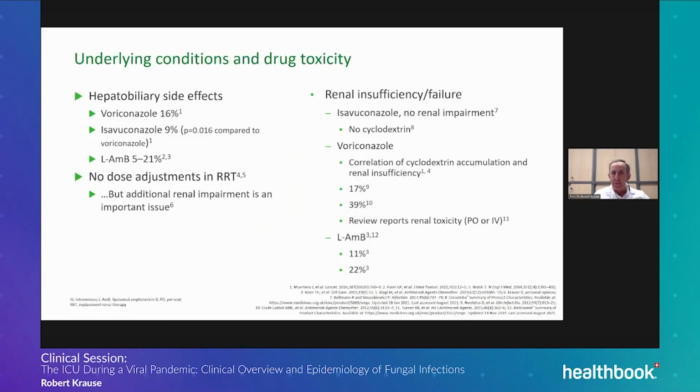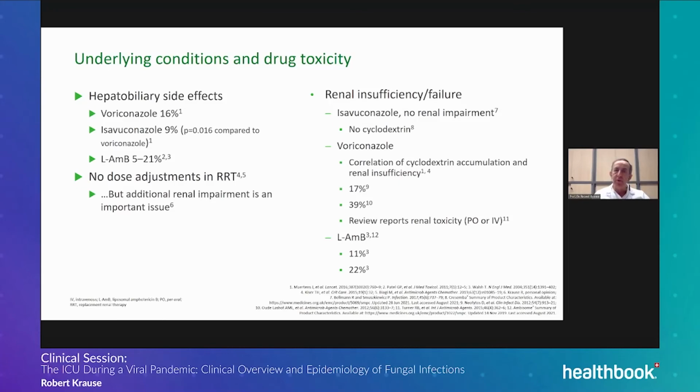Let me now mention some of the hepatobiliary side effects and the renal side effects that might occur during treatment with the azoles or liposomal amphotericin B. There are differences between treatments, as there are higher rates of hepatobiliary side effects in voriconazole-treated patients in comparison to isavuconazole. There is not a clear picture regarding liposomal amphotericin B hepatobiliary side effects. The rate is 5 to 21% in the literature.